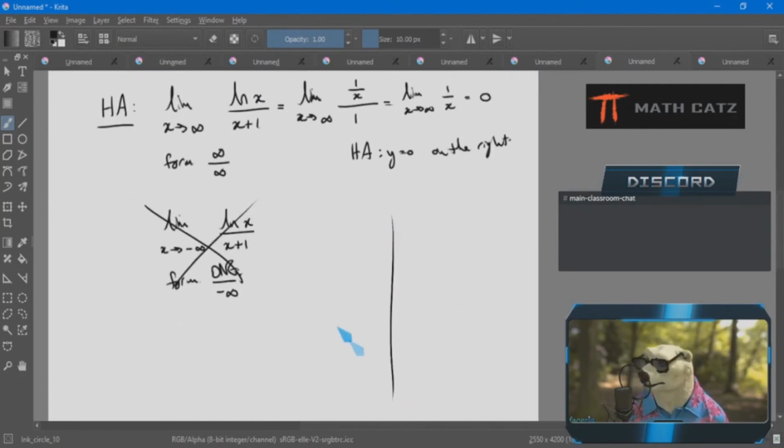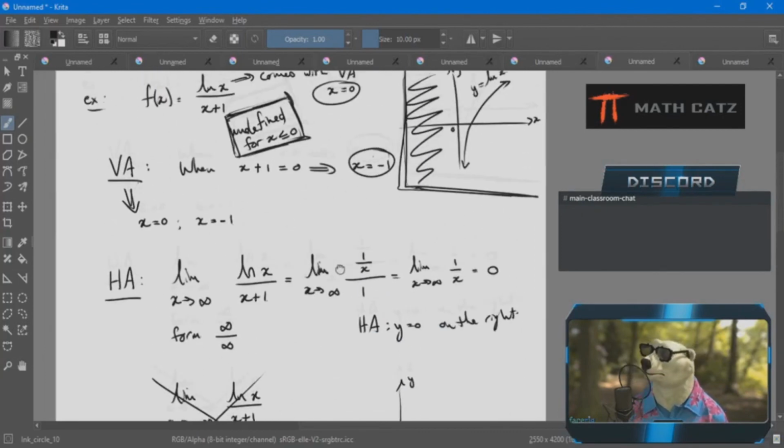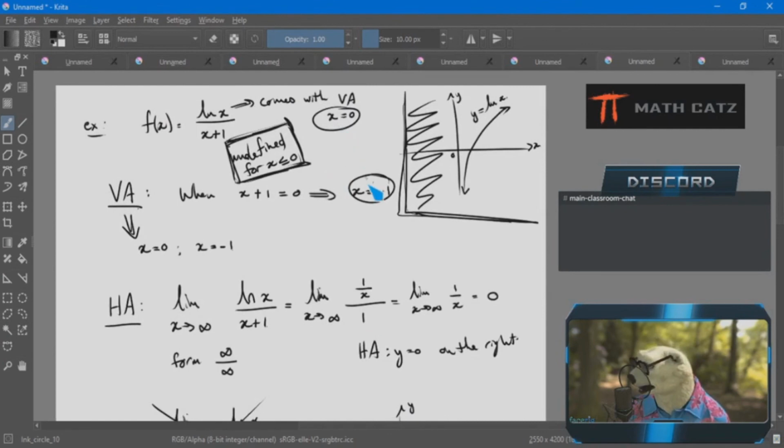Okay, so what does this guy look like? I don't know, and I am not expecting myself to know. I know there are a couple of vertical asymptotes, 0 and -1. This one doesn't even make sense, right? -1. Because I'm never going to have a chance to even get there. So that guy's out too.